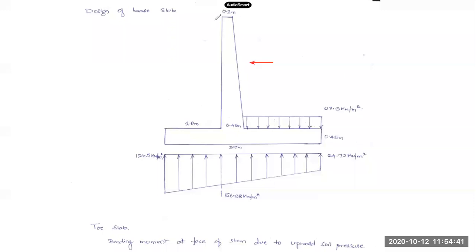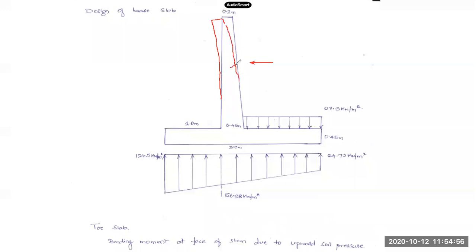So due to this, what happens? This will bend like a cantilever. That was one thing we have observed in the cantilever type of retaining wall. So here, this is the bending nature of the stem part. This is how it is going to bend over here.